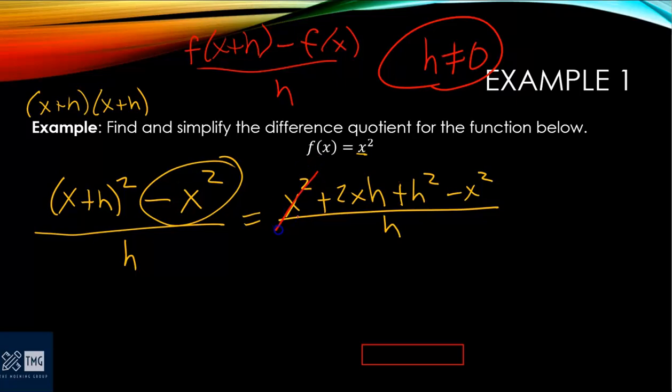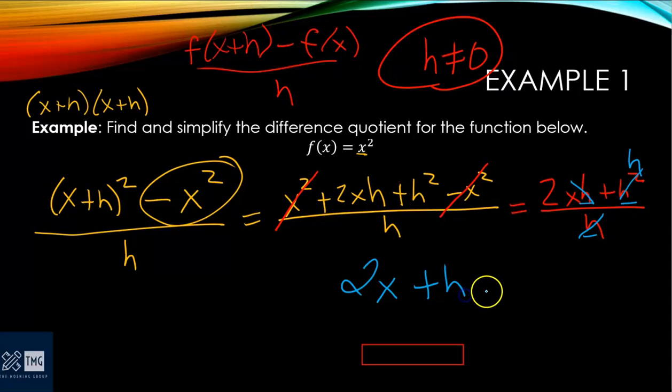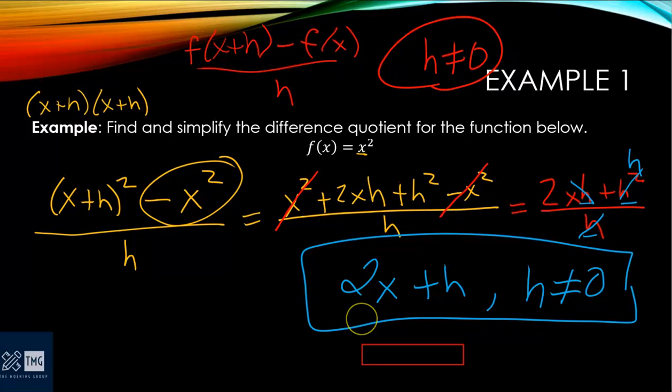Now we see x squared minus x squared, those like terms, cancel out. And I'm left with 2xh plus h squared all over h. Beauty, the h is in all terms, so I can simplify everything by a factor of h. If I cross out factors of h, my final answer is 2x plus h. And remember, h can never equal 0. So for this find and simplify, we have 2x plus h as our final answer.